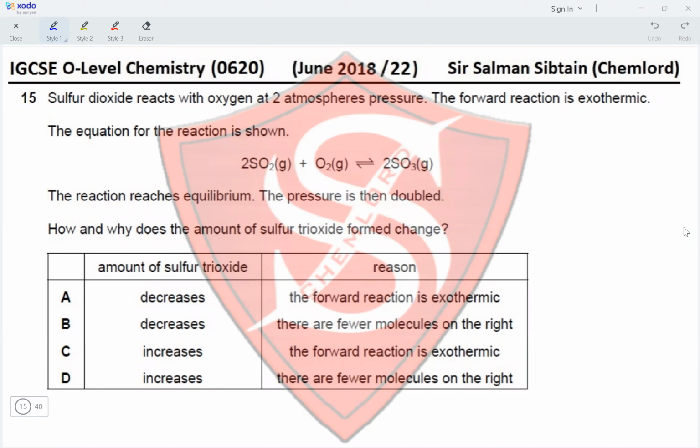So if the pressure is doubled, the increase in pressure favors the side with the lesser number of moles. So in this equilibrium, the number of moles of reactants is 3 and the number of moles of products is 2. So an increase in pressure will favor the forward reaction. So the amount of sulfur trioxide would increase, eliminating options A and B. And the reason for this is C says the forward reaction is exothermic, and D says there are fewer molecules on the right. So the forward reaction being exothermic has nothing to do with an increase in pressure, but fewer molecules on the right is the reason why the equilibrium shifts towards the right, making option D the correct option for this question.